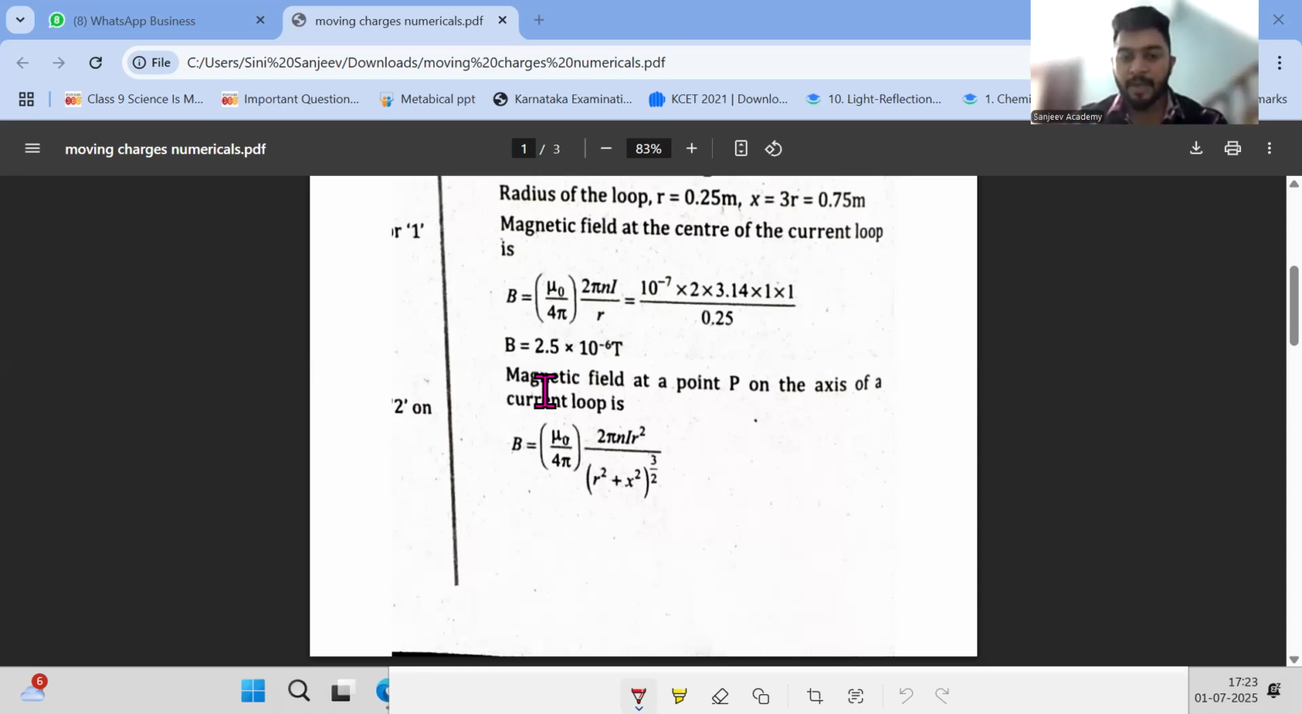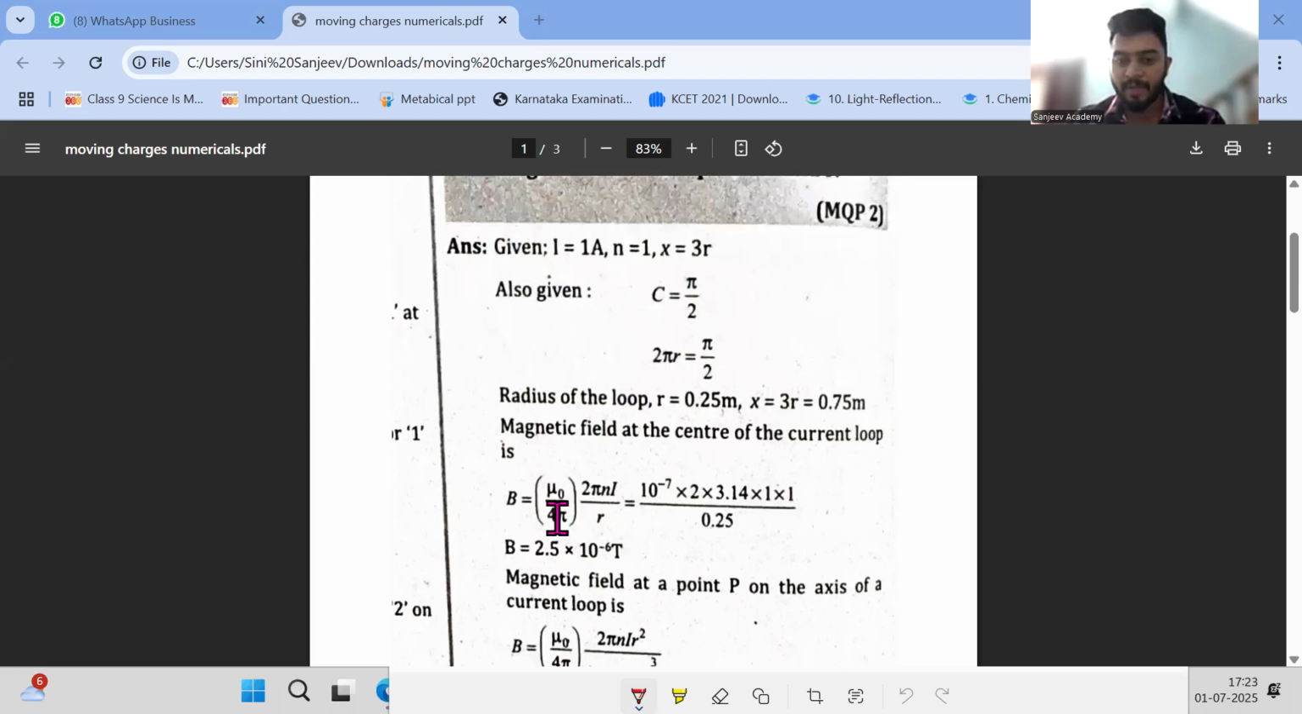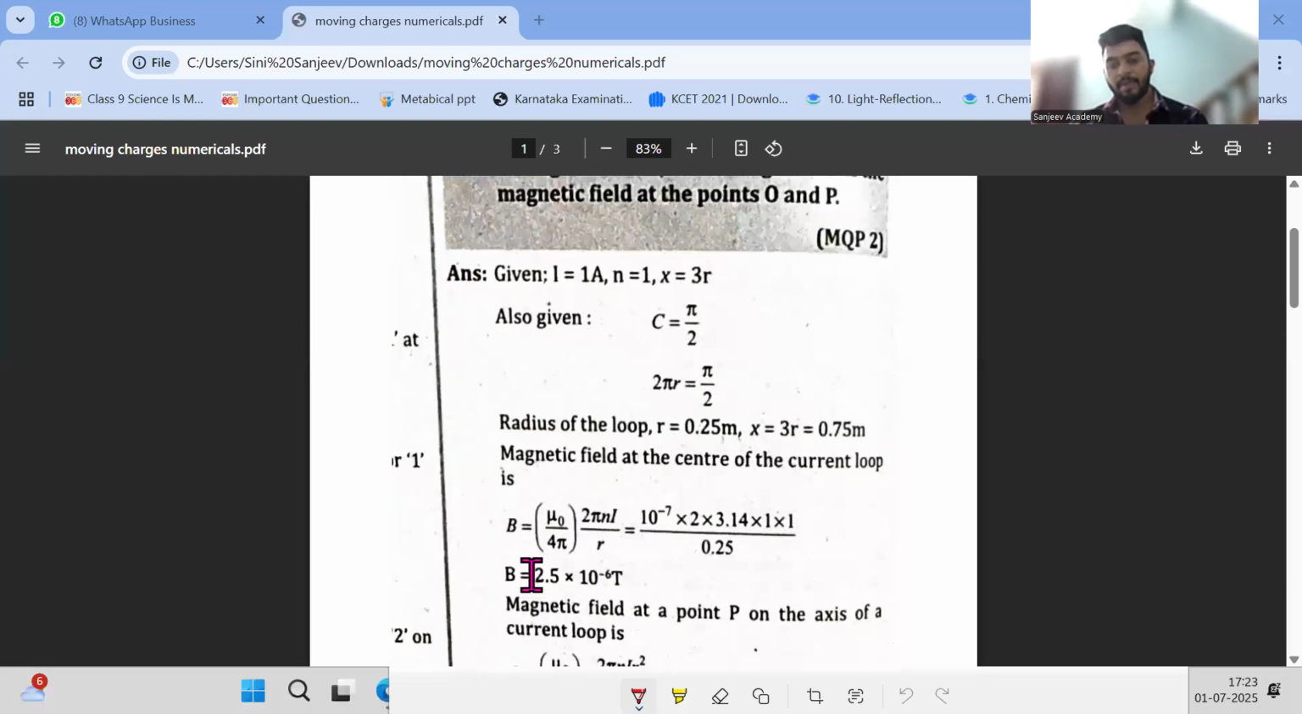So we know the formula, magnetic field at a point P on the axis of a current loop. This already we had done a derivation. B is equal to mu naught by 4 pi, 2 pi n I r square by r square plus x square the whole power 3 by 2. Correct? Yes. So how to get the magnetic field B at the center of the current loop? Mu naught by 4 pi into 2 pi n I by r. That is the formula. So if I substitute everything, I'll be able to get the magnetic field value.